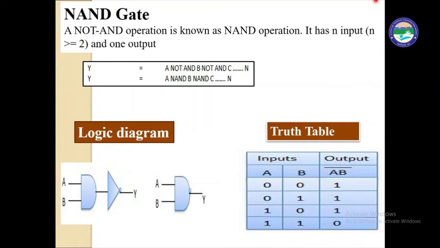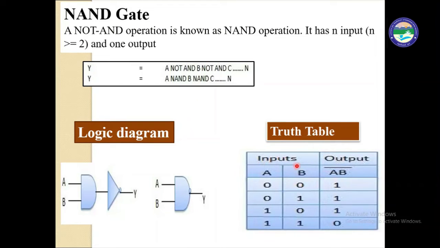Now we'll move towards the NAND gate. The NAND gate is basically a NOT and an AND gate. This is the logic diagram for a NAND gate. This is an AND gate, and if we insert a NOT gate in front of an AND gate, it becomes a NAND gate. Again, it has N equal to 2 or greater inputs and only one output. Basically, this is the logic diagram of the NAND gate, and this is the truth table for the NAND gate.